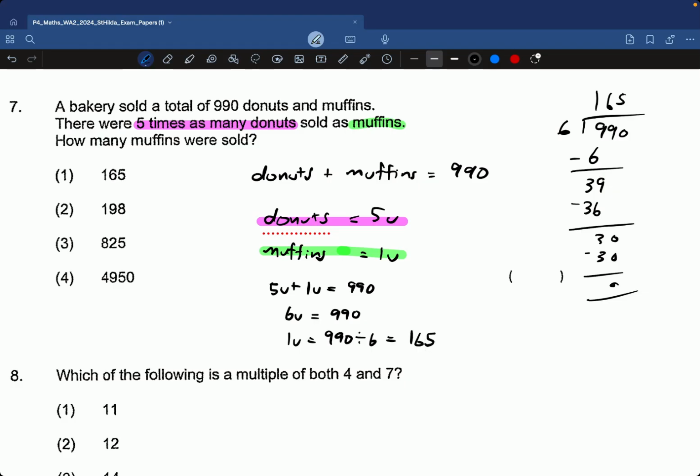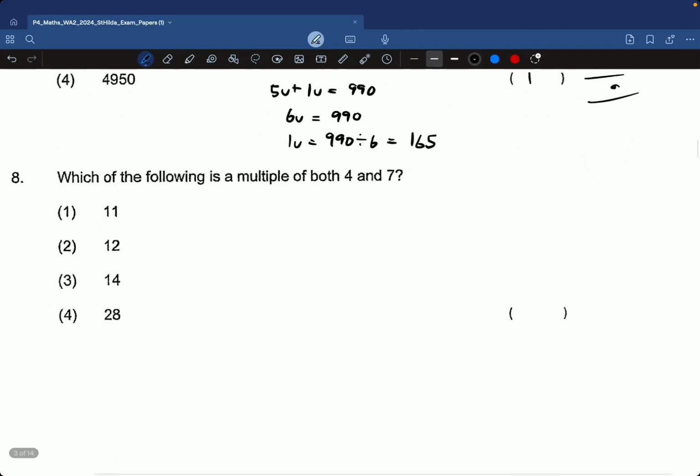Right? So the last statement says how many muffins were sold. So in this case, muffins is how many units? 1 unit in this case. So that means the answer for question 7 is number 1 because it's 165. All right, let's move on to the next question.